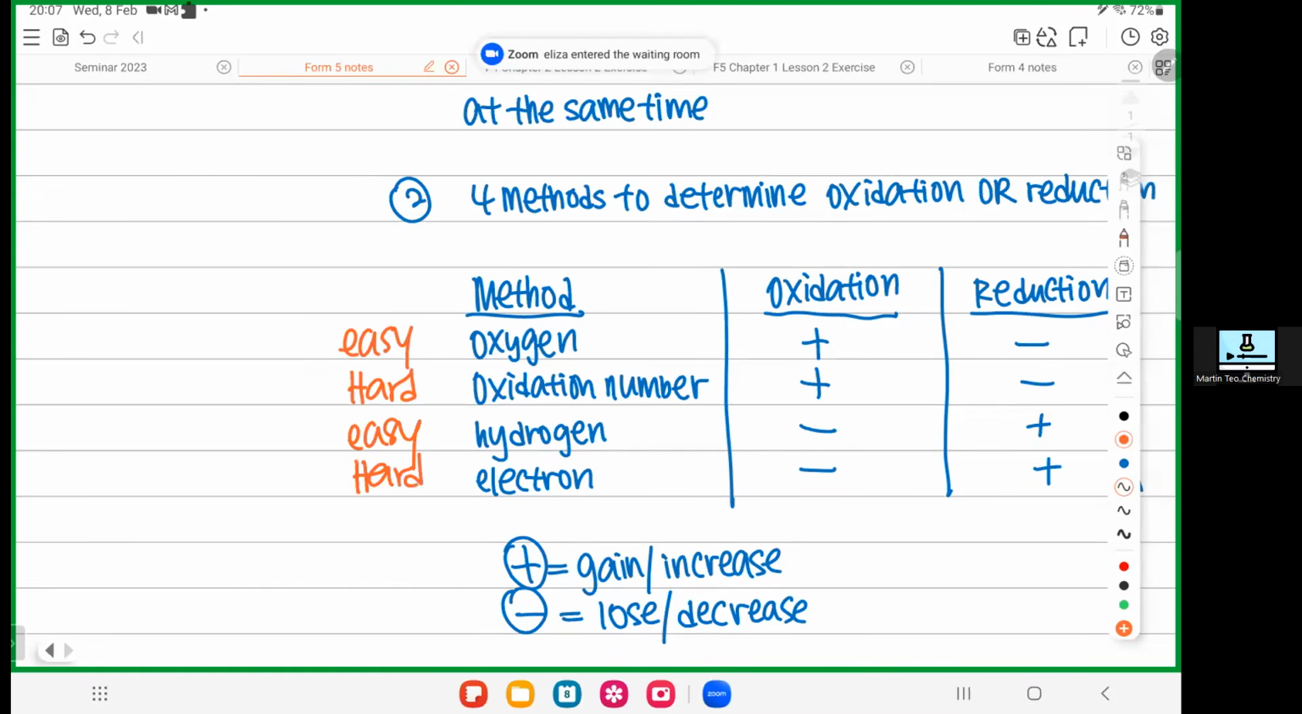So last lesson, we already completed the oxygen method. We already completed the hydrogen method. And we are actually halfway through oxidation number. We started with the oxidation number method, but it's not complete yet. So today, we will finish off the oxidation number method and the electron method. And today, we will do a lot of questions together.